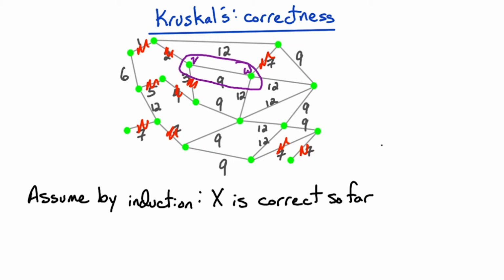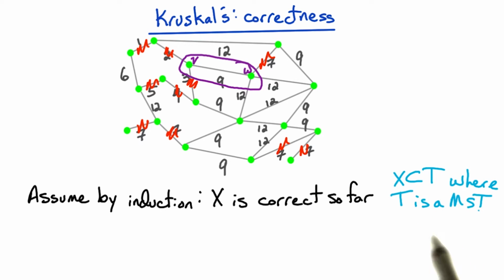Now in general, how are we going to prove that this algorithm is correct? Well, we're going to do it by induction. So let's suppose that the algorithm is correct so far, so that the current X is correct so far. What does that mean to be correct so far? That means that these edges are part of an MST. So there is an MST T, and X is a subgraph of T. So we're on our way to an MST, to a solution to this problem.